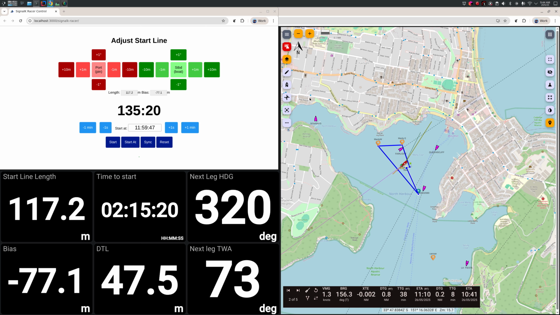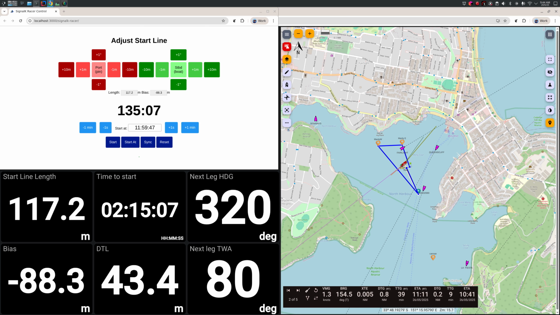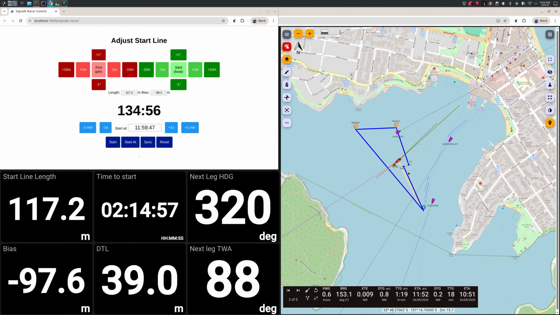Okay. So this display here is showing us what the Signalk Racer plugin is currently calculating. It's currently doing the start line length, the bias of the start line, the time to start, the distance to the line, the next leg heading, and the true wind angle on the next leg. And so let's zoom in on that a little bit more to show how it all works.